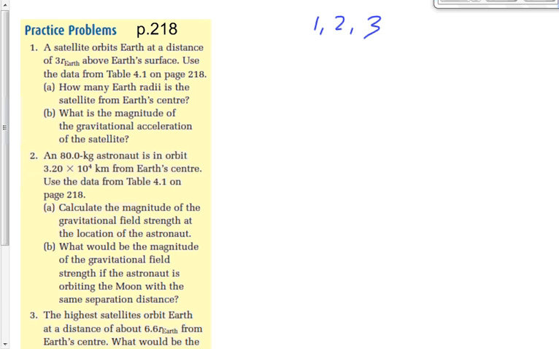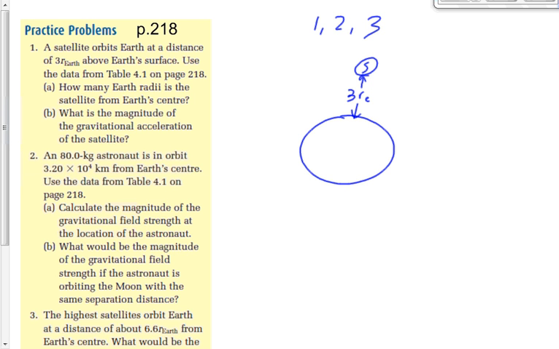All right, number 1 says a satellite orbits Earth at a distance of 3 times R_E above the Earth's surface. R_E is the radius of the Earth. So the satellite is up here, and the distance from the surface of the Earth to the satellite is 3 times the radius of the Earth. We know what the radius of the Earth is. It's on our data sheet. I think it was 6.38 or 6.37 times 10 to the 6.